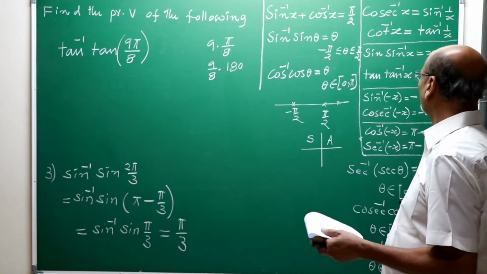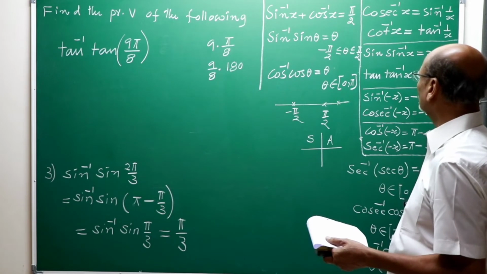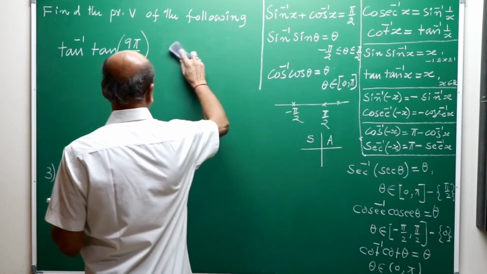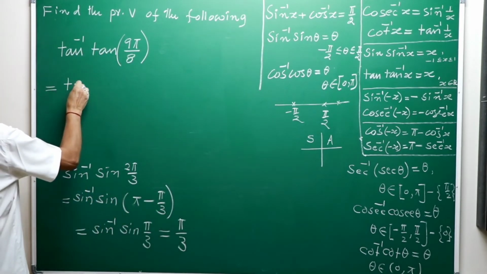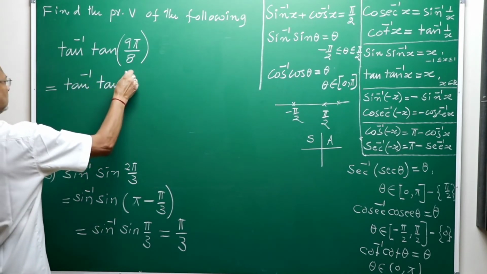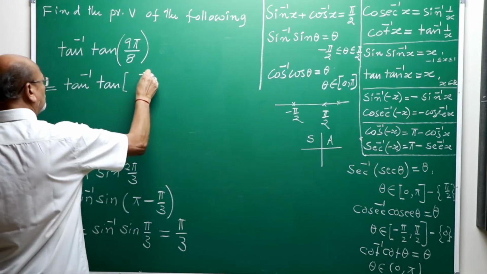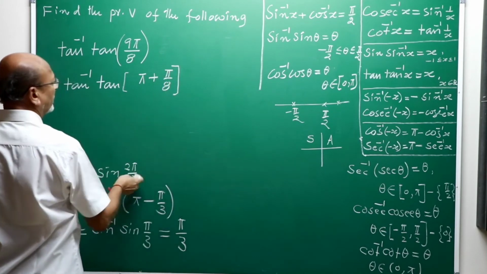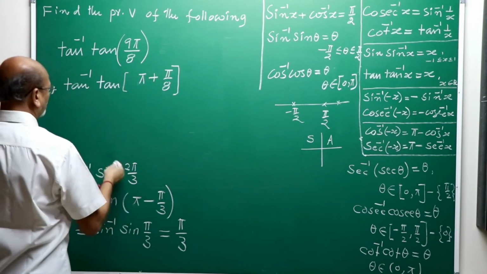For the tan also, the range is between minus 90 and plus 90. Use the allied angle formula. This is tan inverse of tan. It is pi plus pi by 8: 8 plus 1, 9.